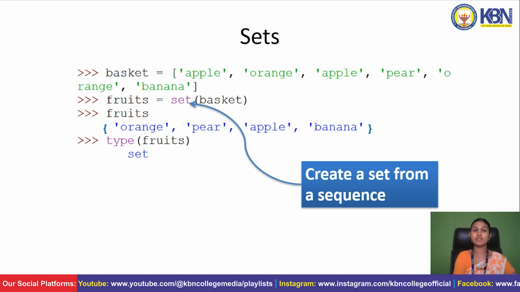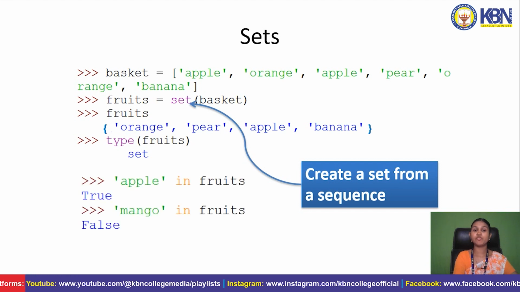Now I am asking whether apple is in fruits. In the fruits variable, is apple there or not? The output will be displayed as a boolean value. If the value is there, it will be displayed as true. If the value is not there, it will be displayed as false.